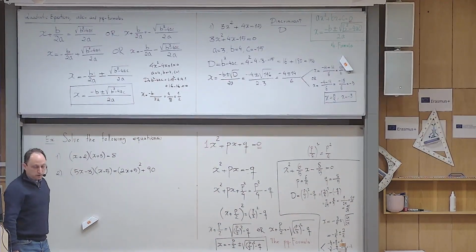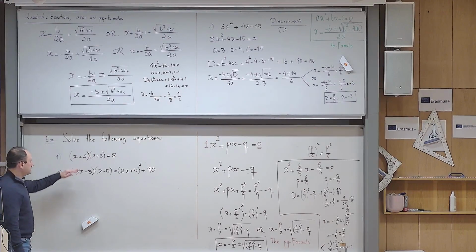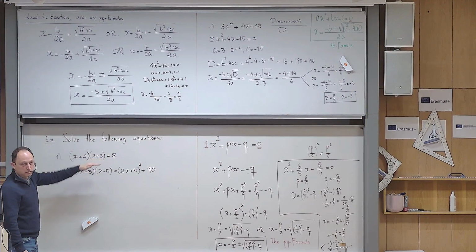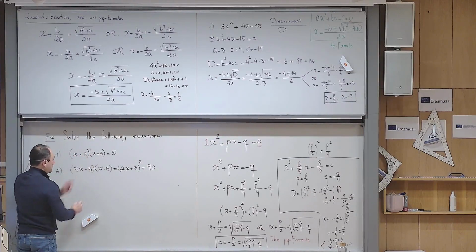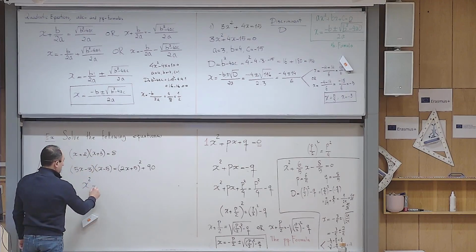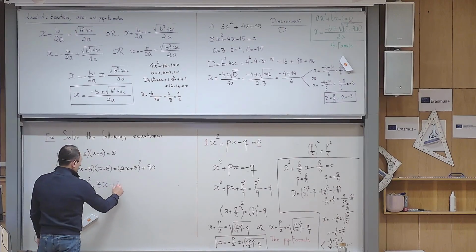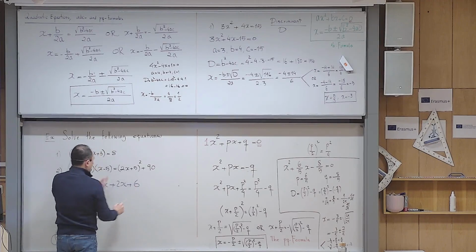Okay, for this one, we still don't know. Yeah, if you listen to me, I will repeat everything. Here, if I want to solve this, I still don't know what is going to happen. So I have to expand. Okay? So the first thing that I will do is to expand. X times x is x squared. X times 3. 2 times x. 2 times 3, and this is 8.